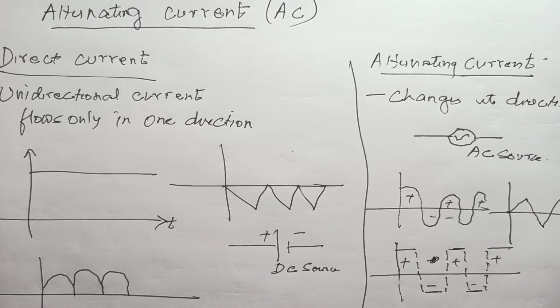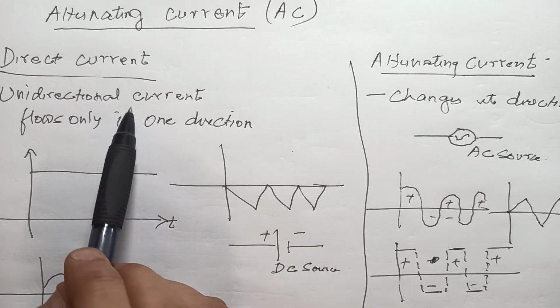Welcome guys. So in this lecture we will talk about alternating current and direct current. Basically we will see what makes them different, what is the difference between AC and DC currents. Now as you see in this sheet on your screen, direct current is the one which is unidirectional current.